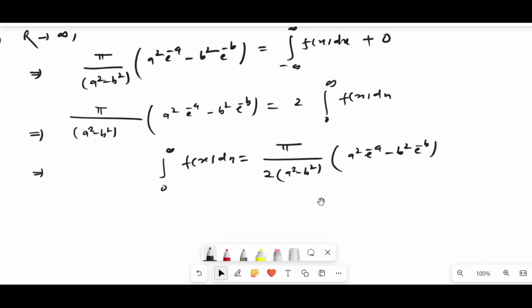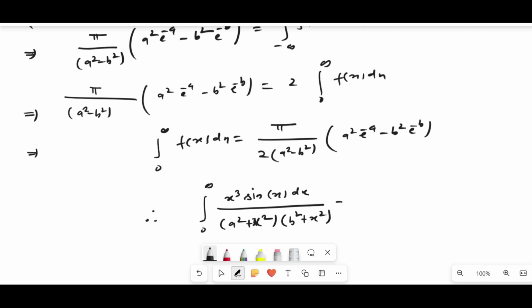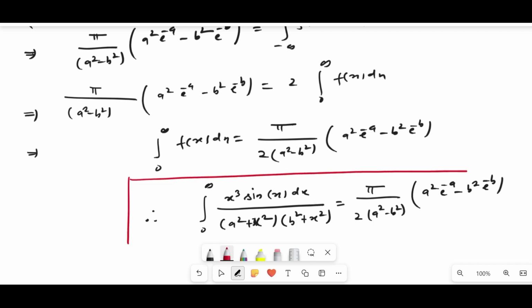So finally we can write the value of the integral from 0 to infinity of x to the power 3 sin x dx over (a squared plus x squared)(b squared plus x squared) is equal to pi upon 2 (a squared minus b squared) in bracket (a squared e to the power of negative a minus b squared e to the power of negative b), and this is our required final answer.